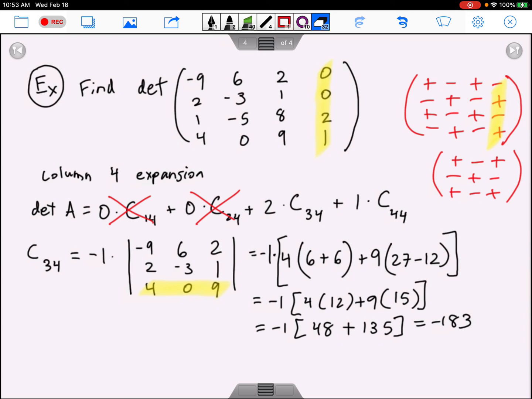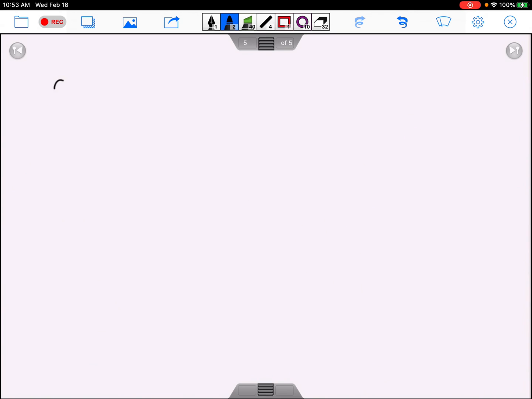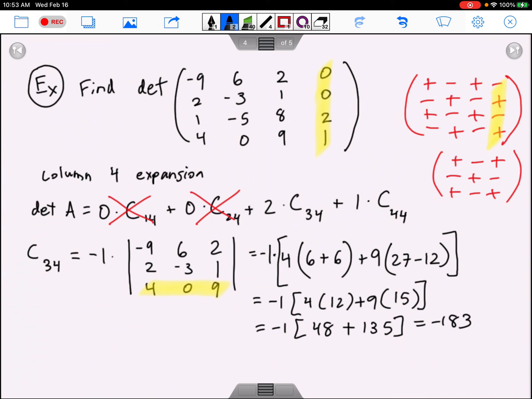So we found C34, now we have to do the same thing to find C44. So what would C44 be? Let's do that on the next page here. C44 is going to equal, let's come back, so we need to look at the last sign here. It's a +1, right? We're looking at the table here. It's a +1. And then we have to delete this and find the determinant of the 3x3 matrix there.